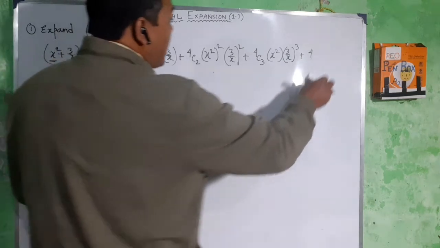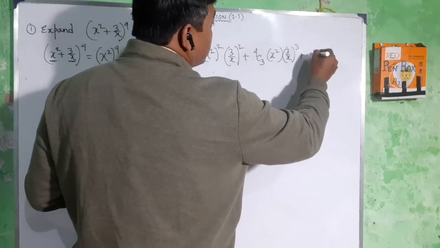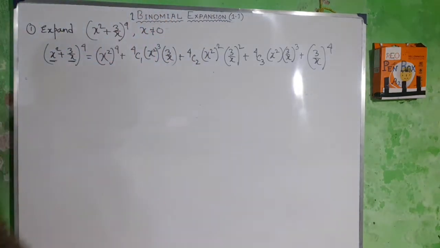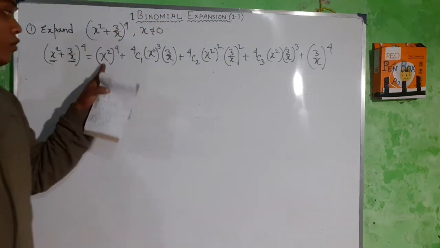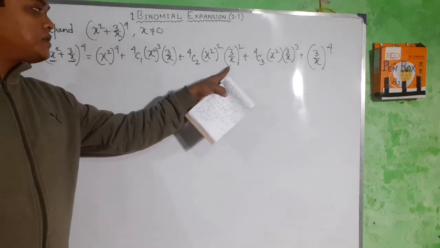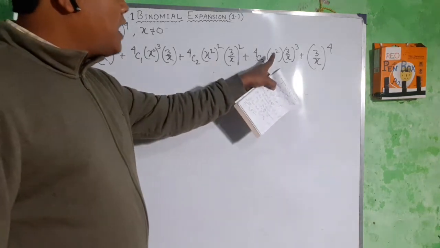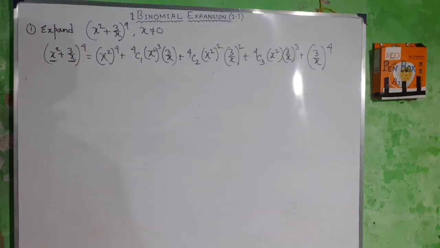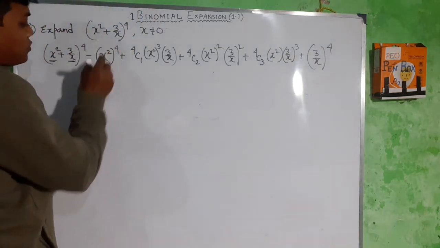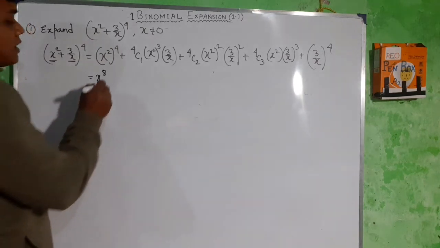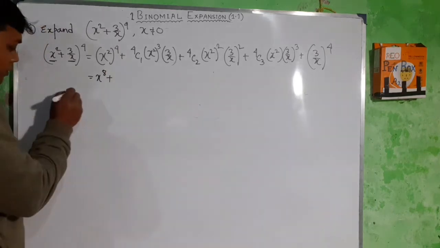4C4, and you can write down only (3/x)⁴. This is the second line of the (a + b)⁴ expansion: a⁴ + 4C1 a³b + 4C2 a²b² + 4C3 ab³ + b⁴. Okay, now simplify it. 4 into 2, according to the indices rule, you can write x⁸. Then 4C1, that is, you have to calculate 4C1.